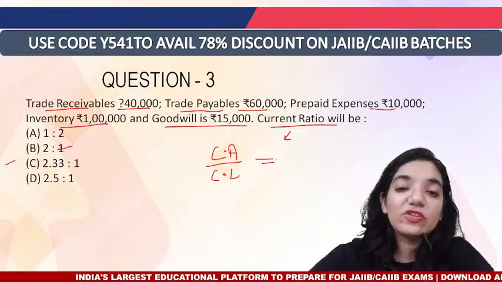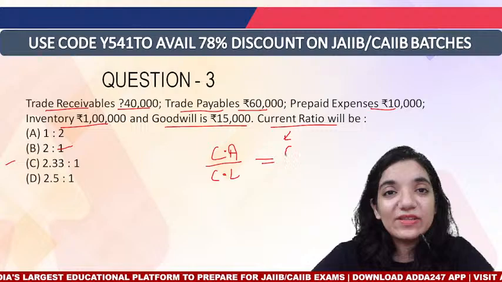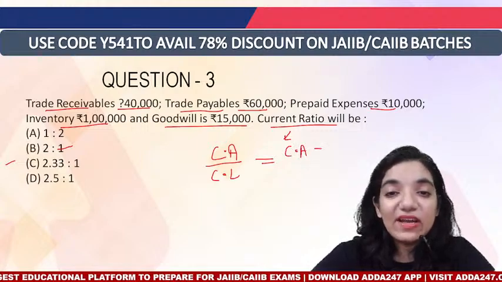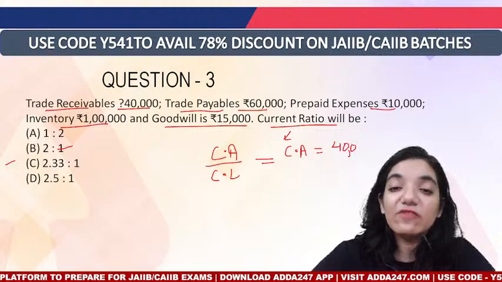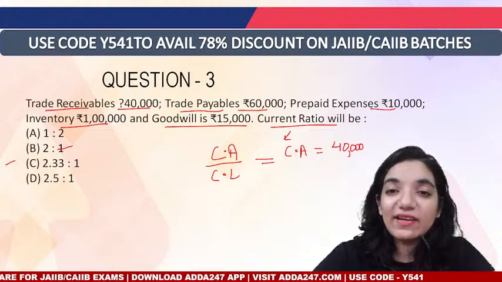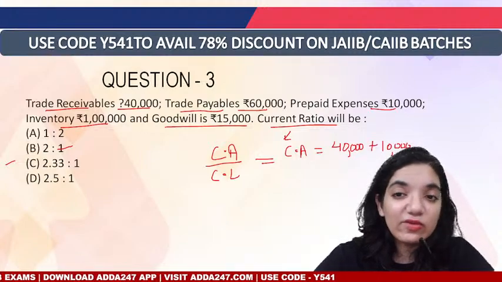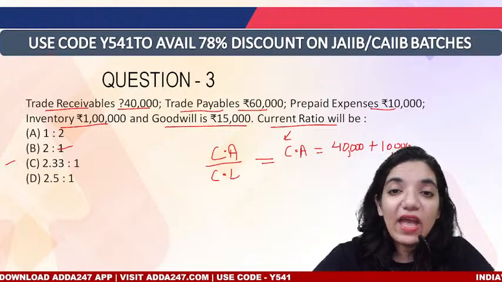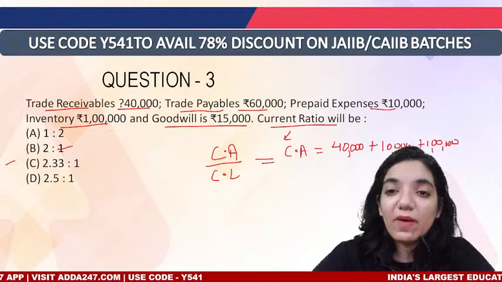When we talk about this particular ratio, all the assets should be taken on the debit side. How many of these are current assets? The trade receivables, that is the money that we'll have to receive from someone within a period of 1 year, would be added on the current asset side. Then we have the prepaid expenses, which would be added as 10,000 there. And then we have inventory of rupees 1 lakh. This would also form a part of this.